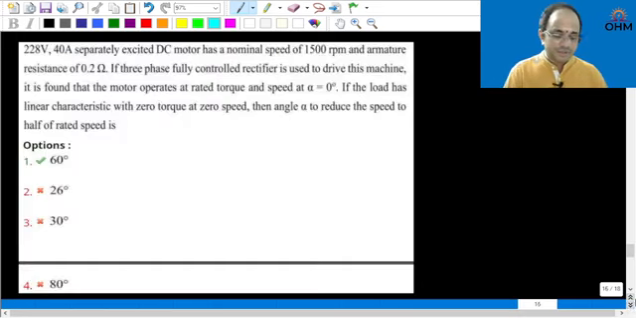Now, the next question, this is from the drives chapter, but it's a very simple question. The 4-5 statements, lines are there, but without putting pen and paper, you can easily answer it.